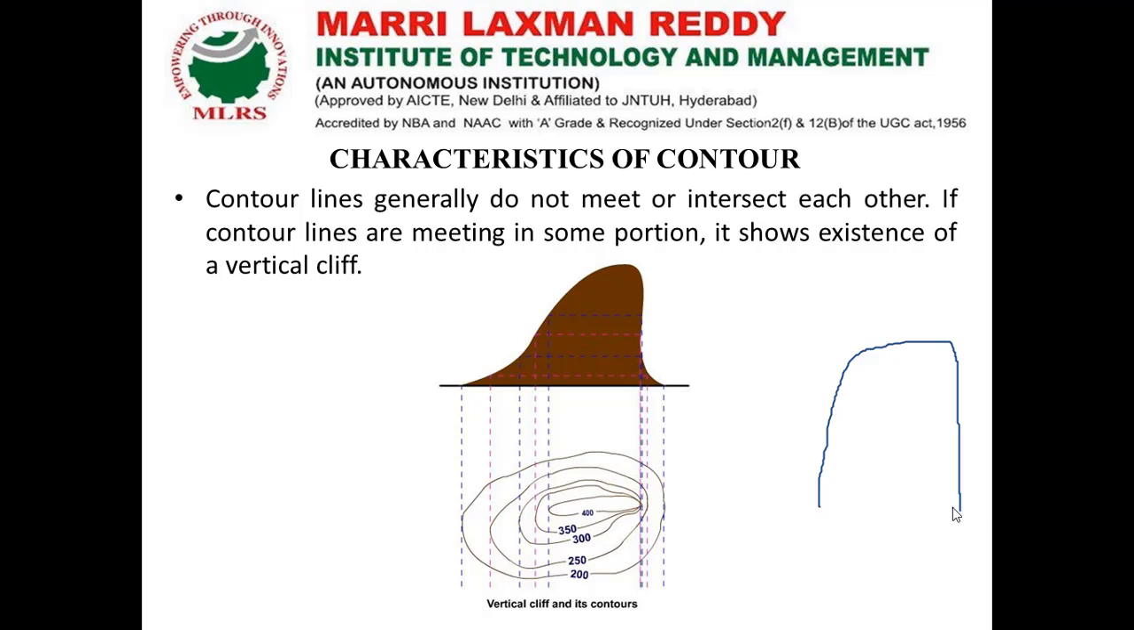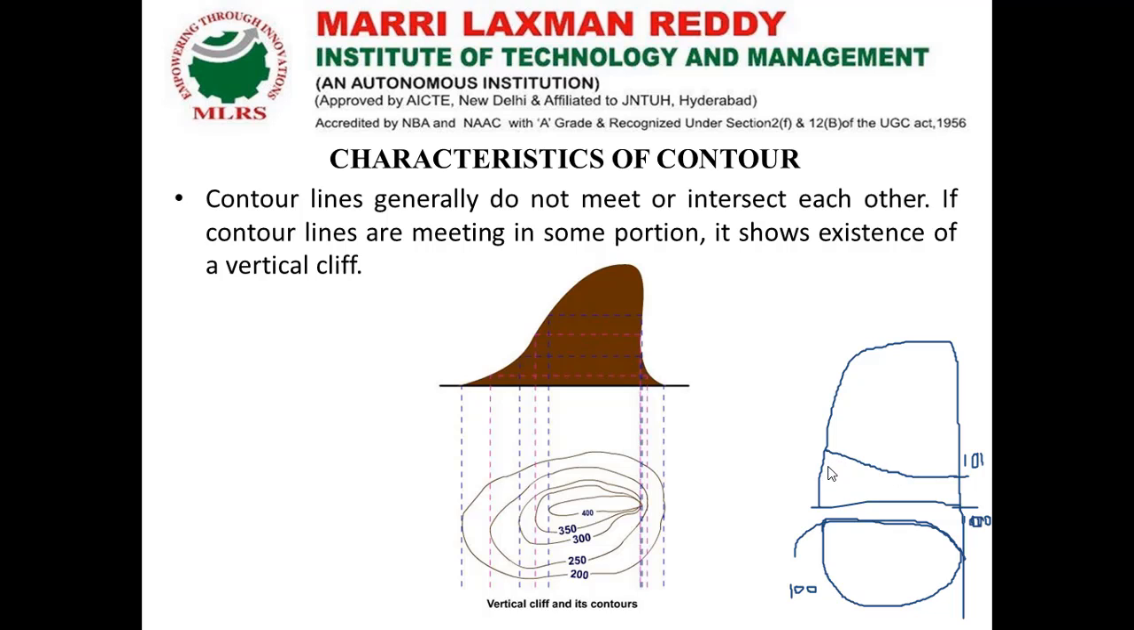So this is my 100 meter, and here it is 101. For the 100, if I am going to draw the contour, then it becomes like this. So this is the 100-meter line. Then for 101 also, it becomes somewhere here.